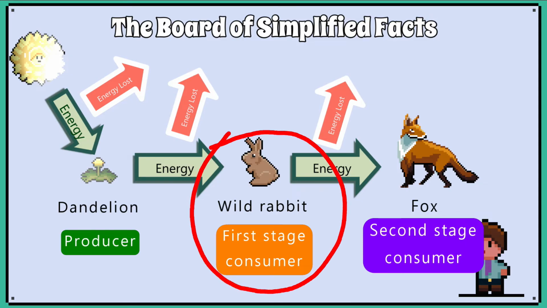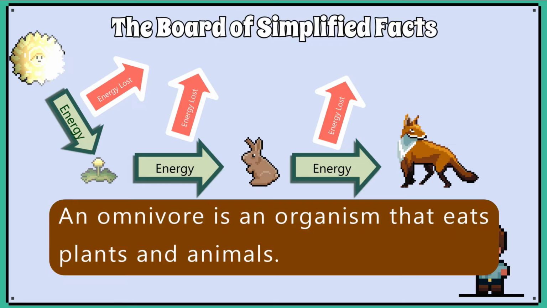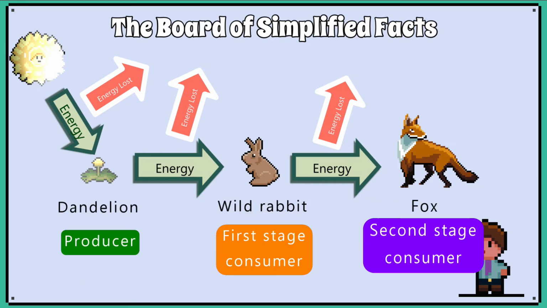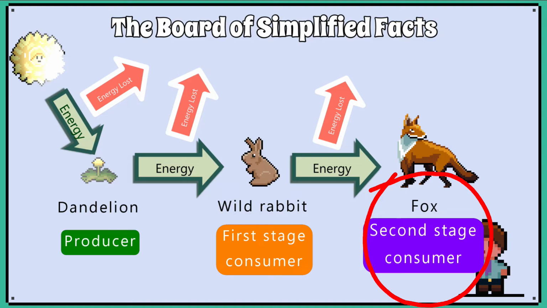The first stage consumer is either a herbivore or an omnivore. Herbivores mainly feed on plant matter, and omnivores can feed on both plant and animal matter. In our case, the first stage consumer is the rabbit. The fox, a carnivore, which mainly consumes animal matter, is the second stage consumer in this food chain.